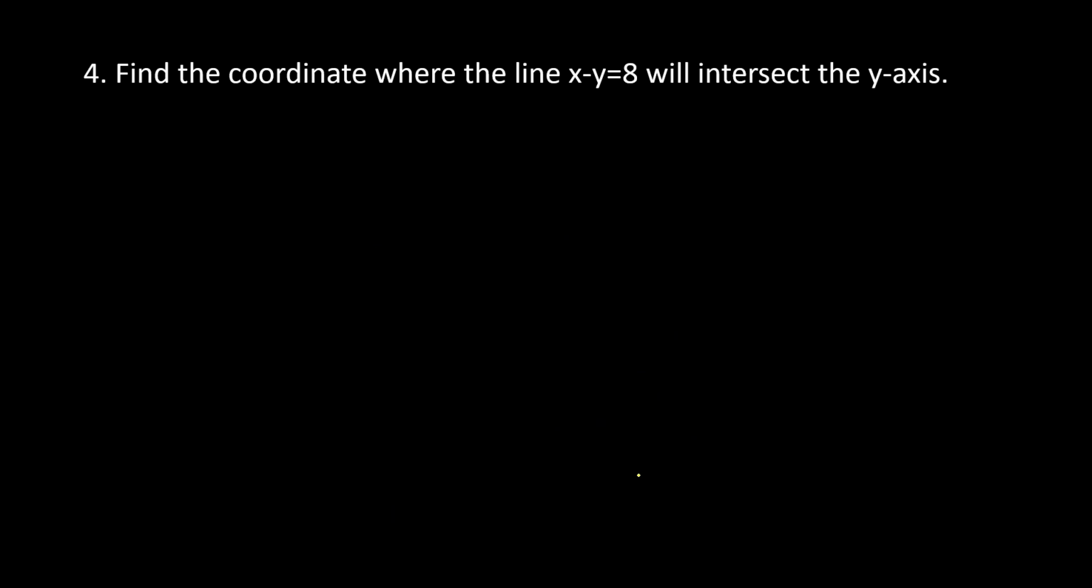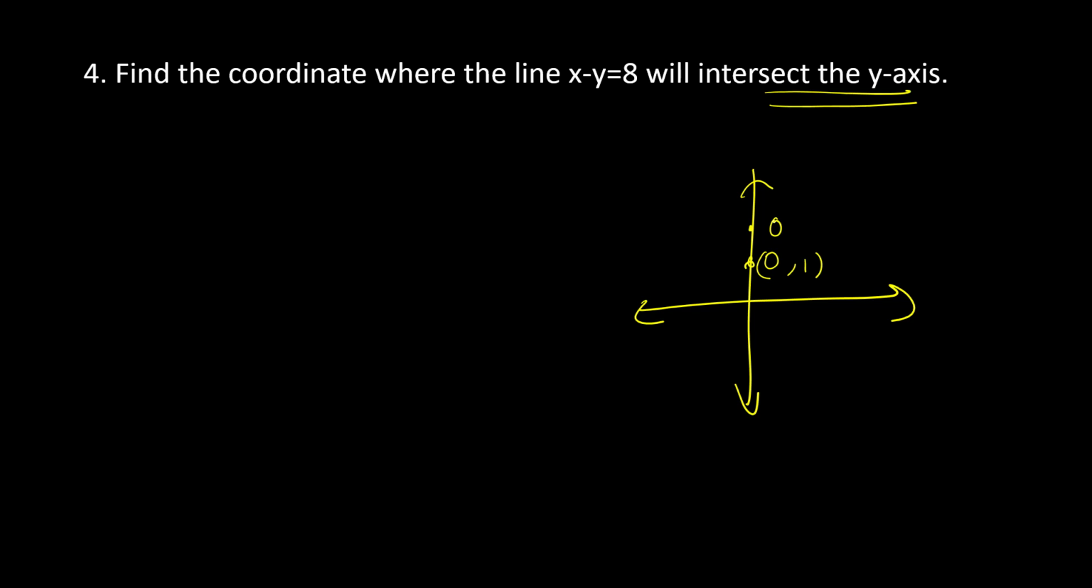The fourth one. Find the coordinate where the line x minus y equals 8 will intersect the y-axis. Now, any point on the y-axis would have an x coordinate of 0. So you would find that this point might be 0, 1, this would be 0, 2, this could be 0, minus 1. No matter which point you take on the y-axis, the x coordinate will always be equal to 0.